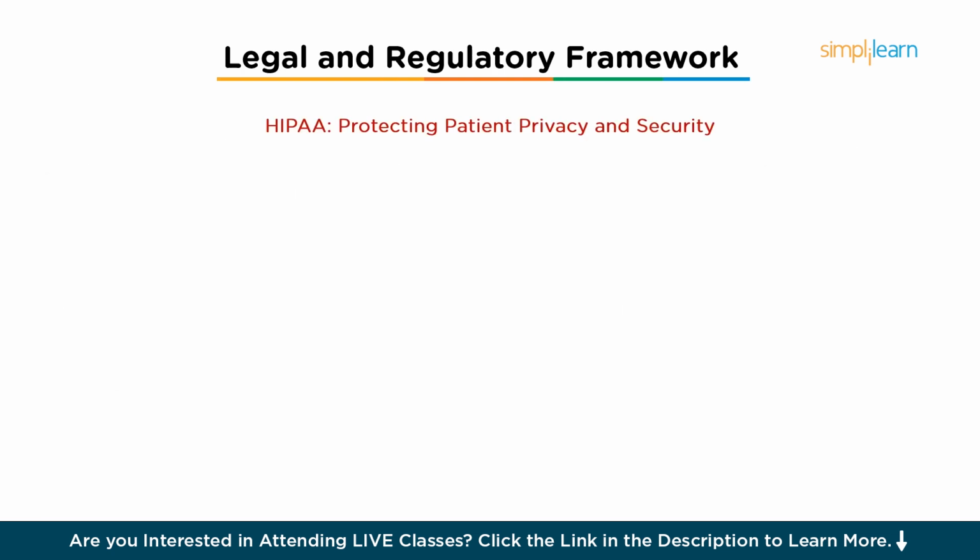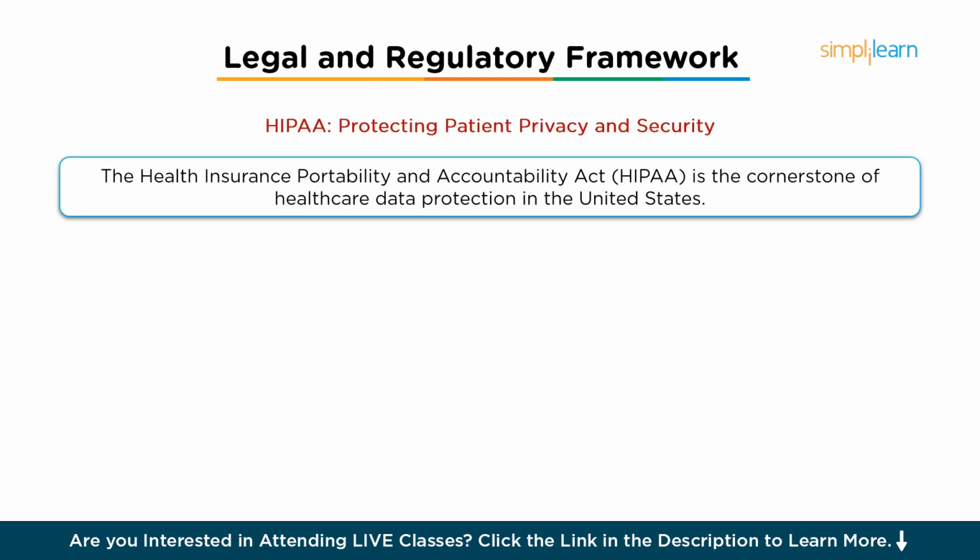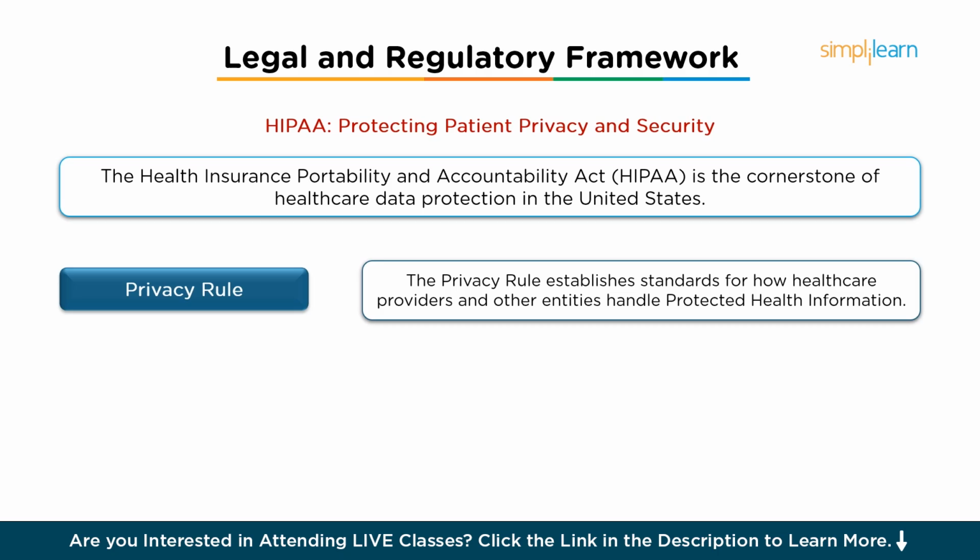Legal and regulatory framework. HIPAA, Protecting Patient Privacy and Security. The Health Insurance Portability and Accountability Act, HIPAA, is the cornerstone of healthcare data protection in the United States. It provides strict guidelines for the protection of patient health information, focusing on privacy and security. HIPAA is comprised of several key components. Privacy Rule. The Privacy Rule establishes standards for how healthcare providers and other entities handle protected health information, PHI.